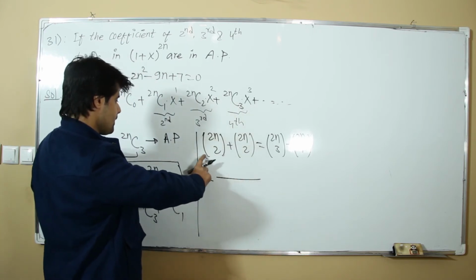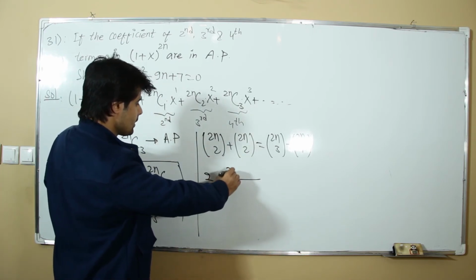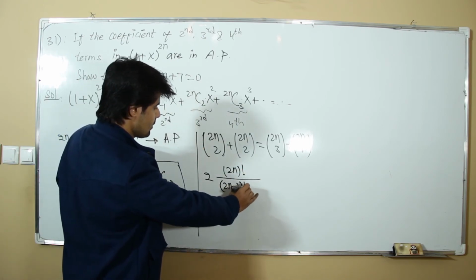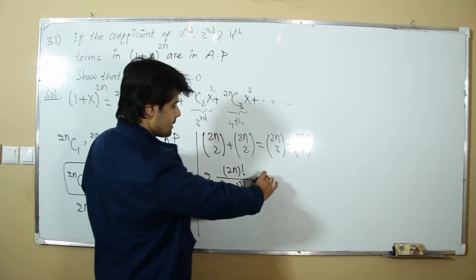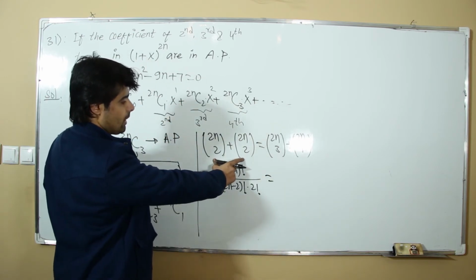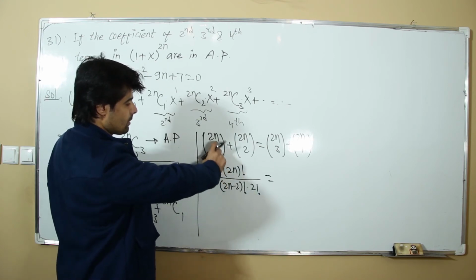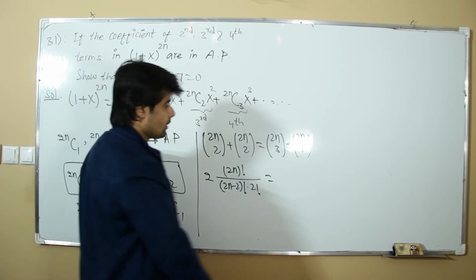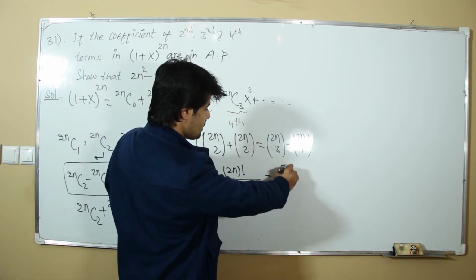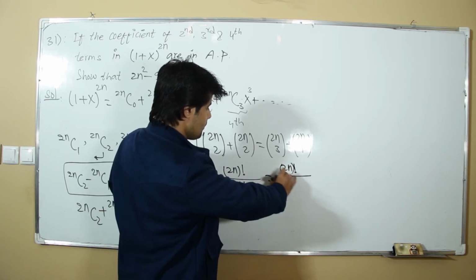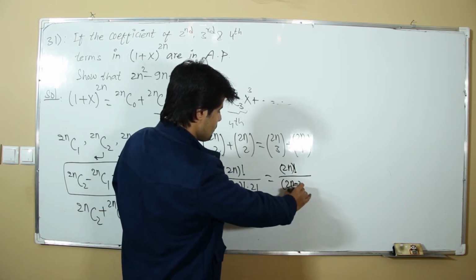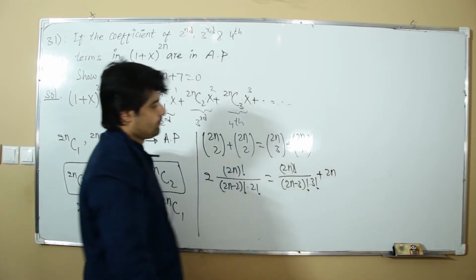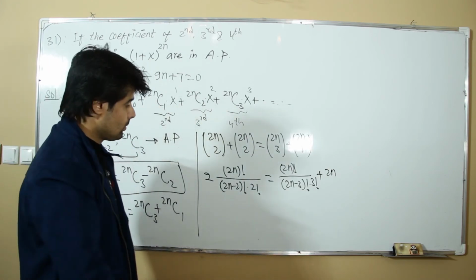And what's the solution for the 2n C2? It is 2n factorial over 2n minus 2 factorial times 2 factorial. We have 2 terms, 2, and this one is 2n factorial divided by 2n minus 2 factorial times 2 factorial. What's the solution for this one? It is 2n factorial over 2n minus 3 factorial times 3 factorial, plus 2n C1, it's 2n.